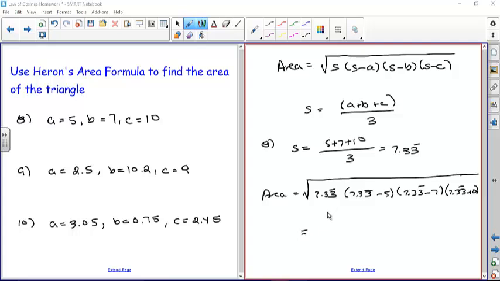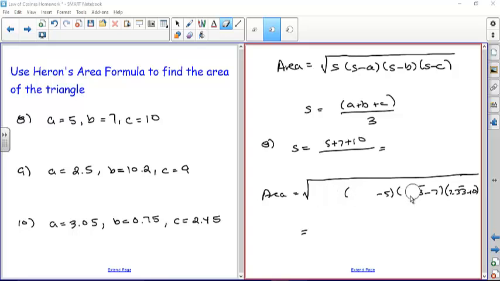Something doesn't quite seem right. Oh, that's because this is divided by 2, not 3. The reason I knew something was wrong is because I was going to get a negative number in the square root. So I looked at the formula again. So this is 22 divided by 2, which is 11.